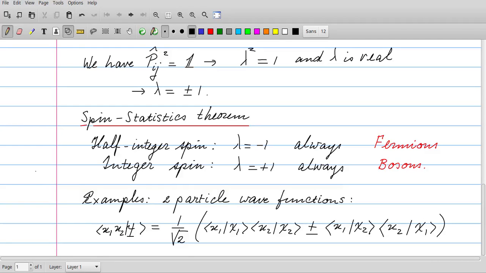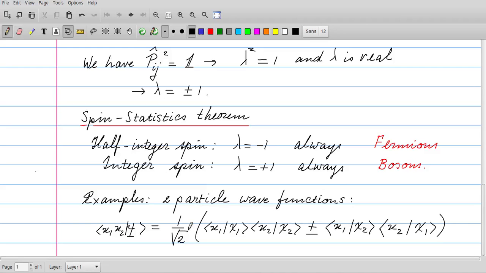For two particles the situation is rather simple. We have, for example, two particles with quantum numbers x1, x2. They are in a two-particle state psi, and we can write that as follows. This is just an example of an antisymmetric wave function.